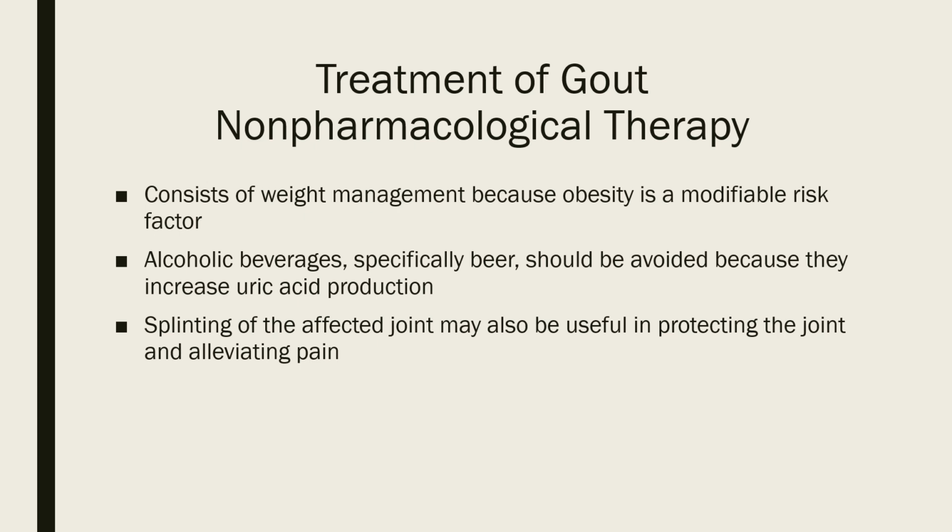So, non-pharmacological therapy of gout will consist of weight management because obesity is a modifiable risk. Alcoholic beverages, specifically beer, should be avoided because they increase uric acid production. Splinting of the affected joint may also be useful in protecting the joint and alleviating pain.